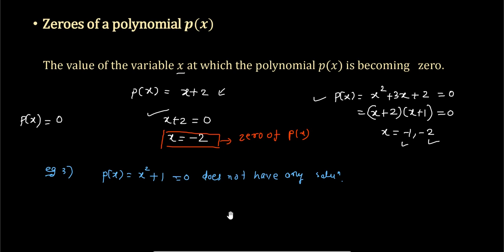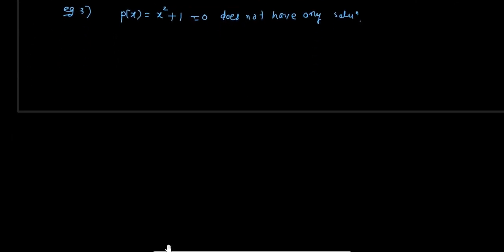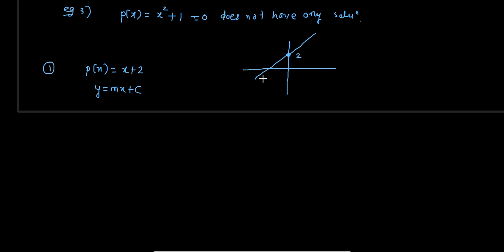Now graphically, let us talk about this polynomial p(x) equal to x plus 2, our first example. As you know, if you compare this with y equal to mx plus c, here the slope value is 1 and the constant is 2, which is your y-intercept. So graphically it will look like this. This value is 2. This is your x-axis, and this is your y-axis.